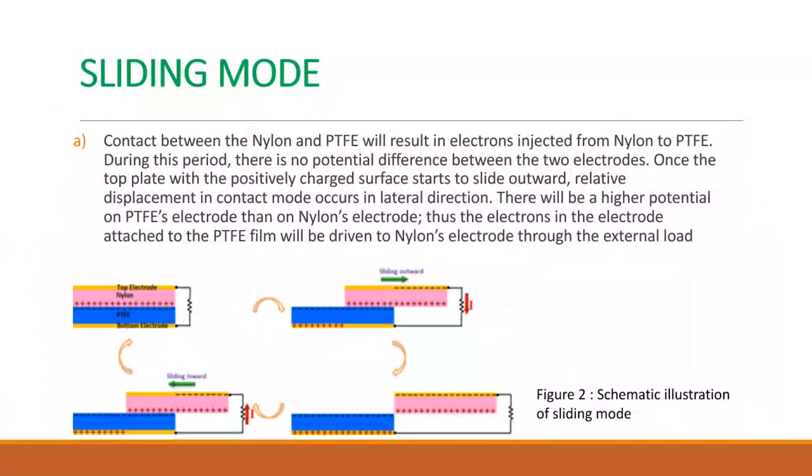The second one is the sliding mode. Sliding mode is basically contact between the nylon and PTFE, which will result in electrons injected from nylon to PTFE. During this period, there is no potential difference between the two electrodes. Once the top plate with the positively charged surface starts to slide outward, relative displacement in contact mode occurs in the lateral direction. There will be a higher potential on PTFE's electrode than on nylon's electrode. Thus, the electrons in the electrode attached to the PTFE film will be driven to the nylon's electrode through the external load.